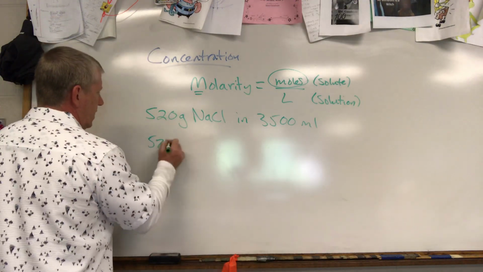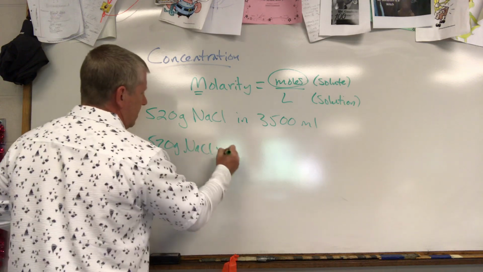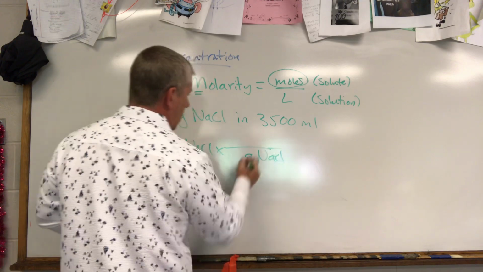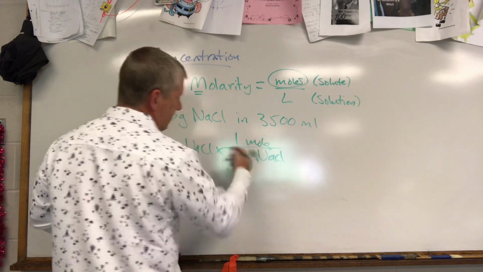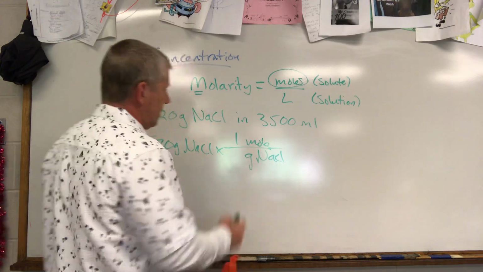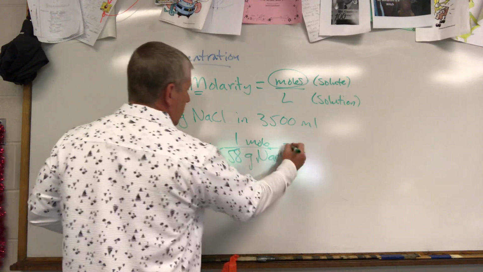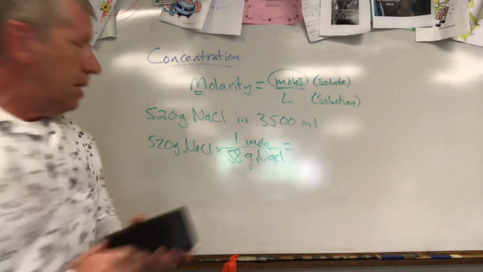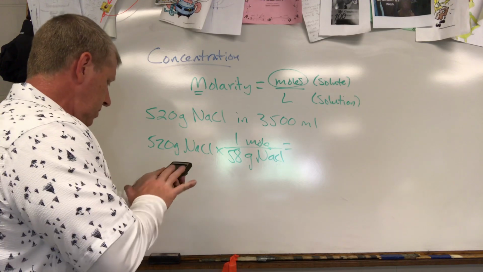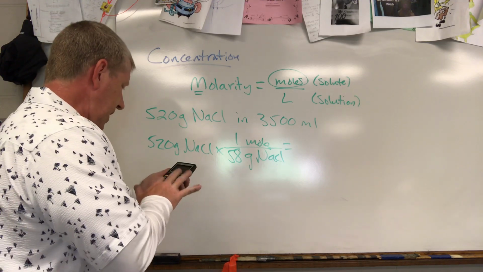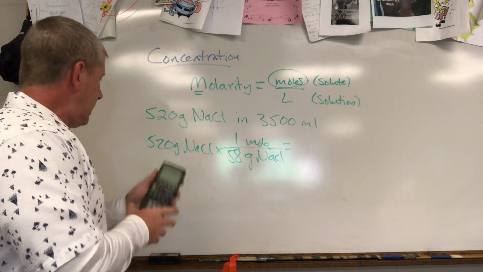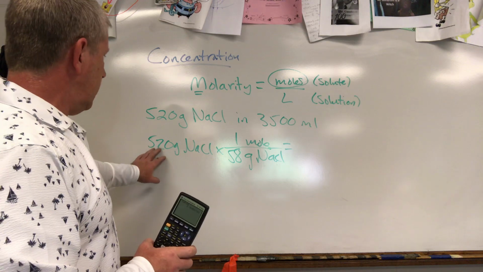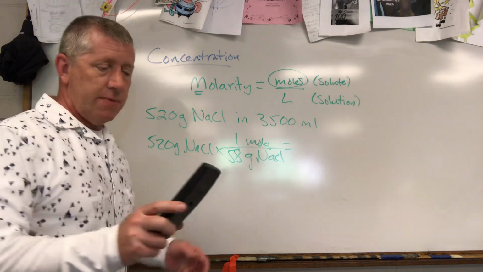So let's get those moles. 520 grams of sodium chloride times 1 mole over grams of sodium chloride. Add them up, chlorine at 35 and sodium at 23 is 58. So how many moles of sodium chloride do I have? Well, let's get the calculator out and take our 520 and divide it by 58, and we get 8.965.